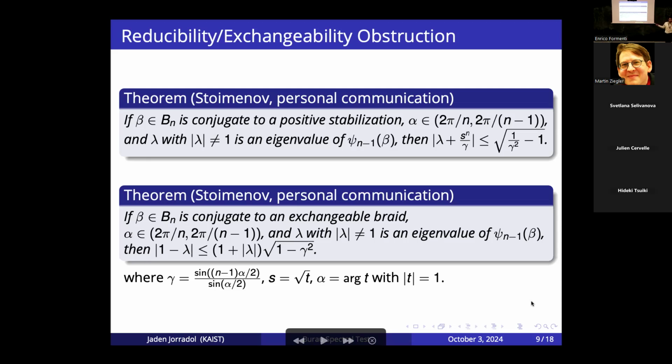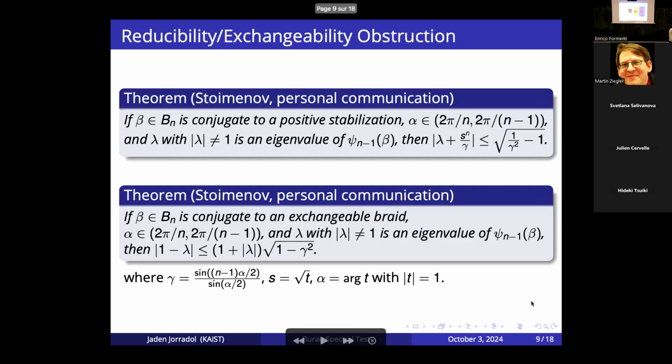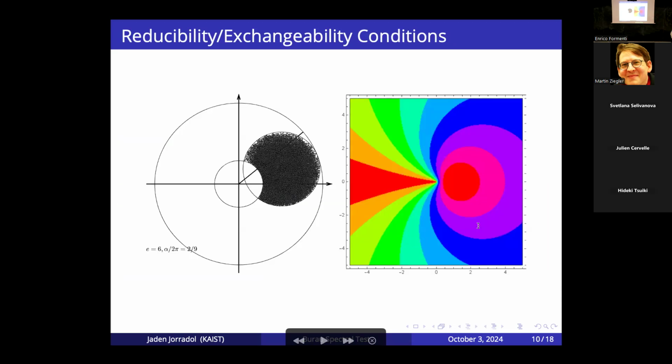So what does the inequality look like? The inequality looks like this. So for reducibility, going back to the equation, you can see that it is some absolute value, where the center of the circle is f to the n over gamma, and the radius is 1 over gamma squared minus 1. And it forms a circle like this.